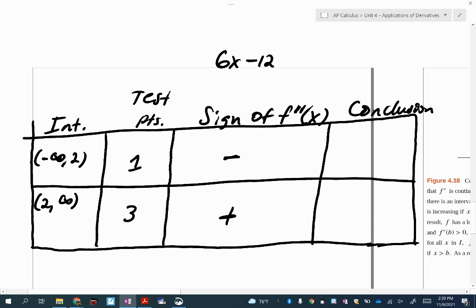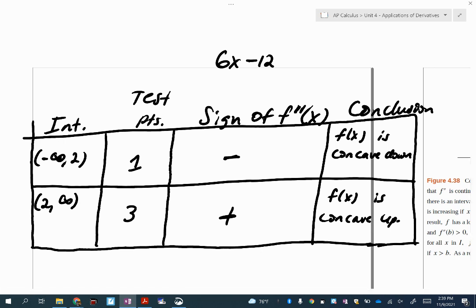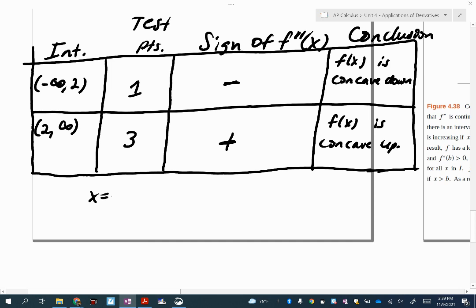So the conclusion is that your original function is concave down, so think frown, in the interval negative infinity to 2. And then f of x is concave up, or think like a cup holding water, in the interval 2 to infinity. So because we're changing concavity from negative, so down, to positive, or up, at x equals 2, x equals 2 is an inflection point.